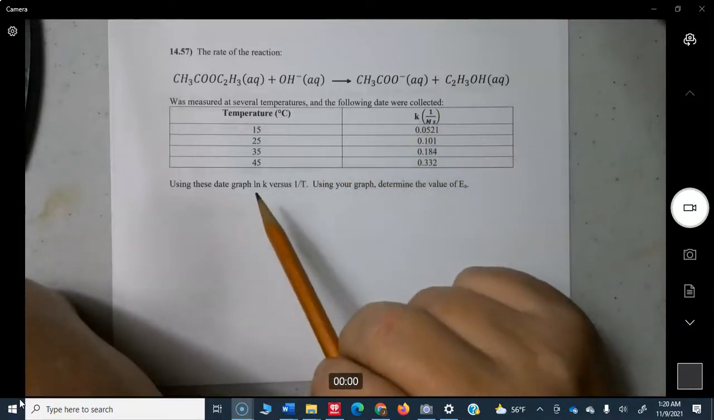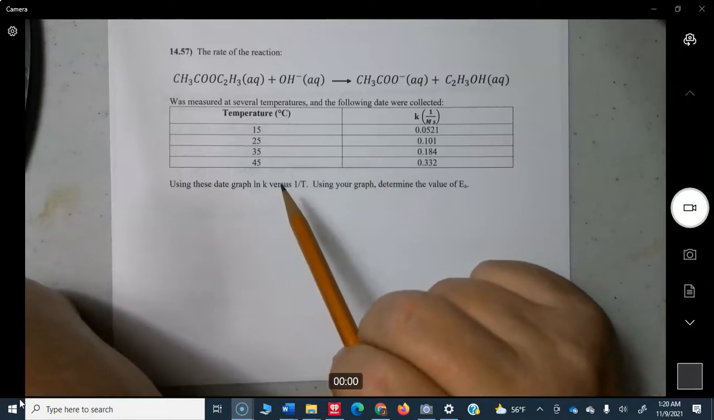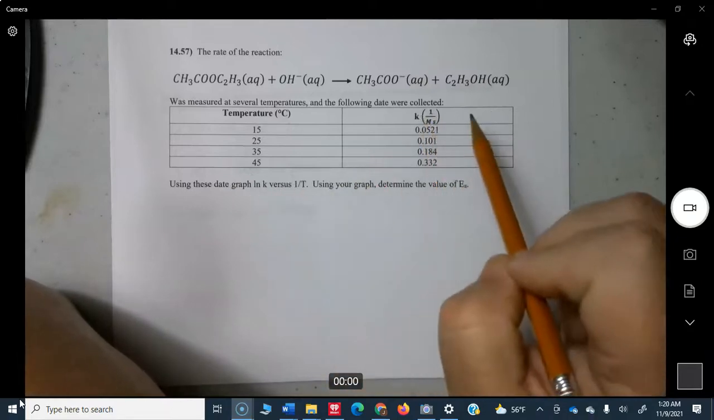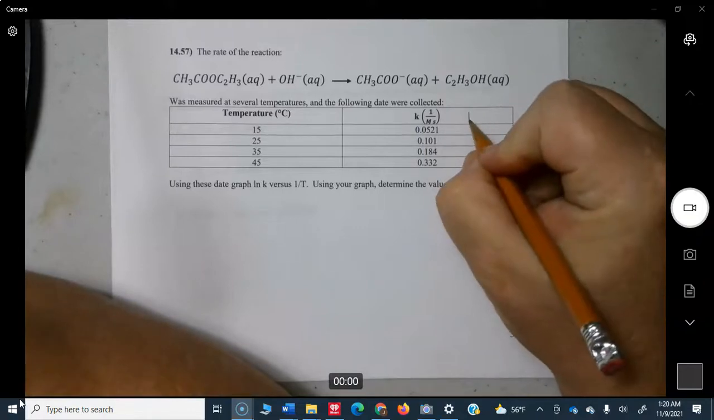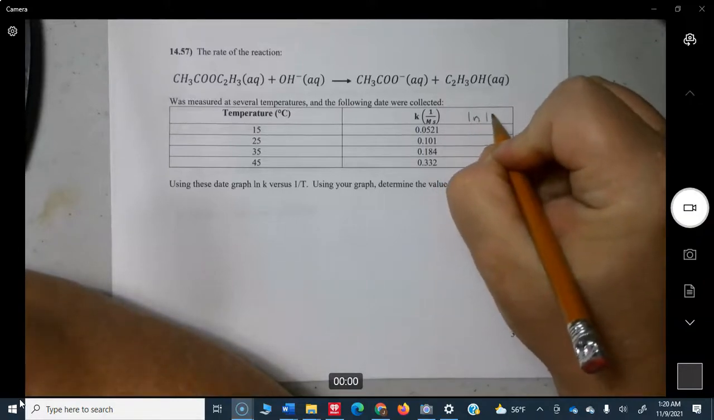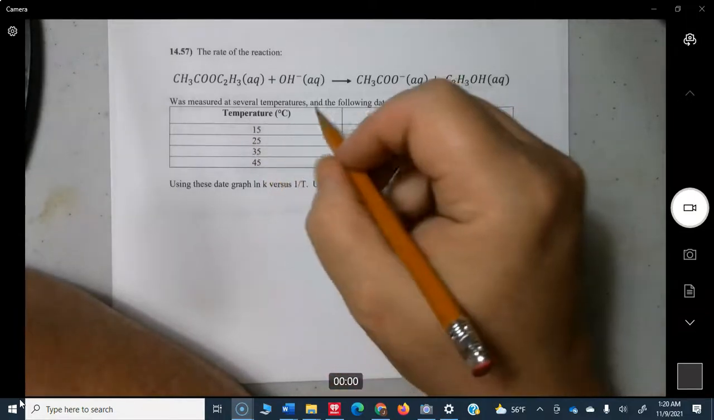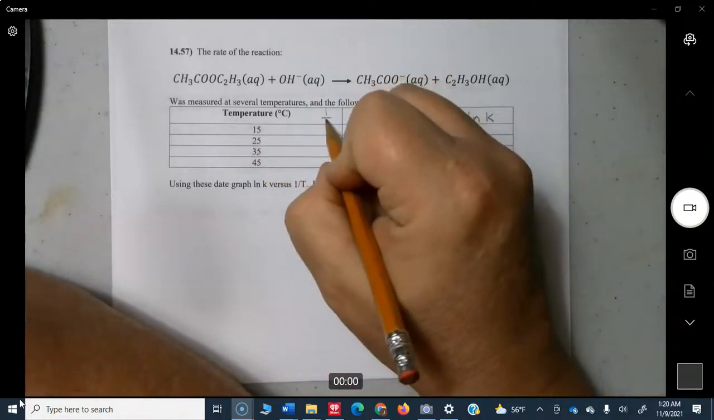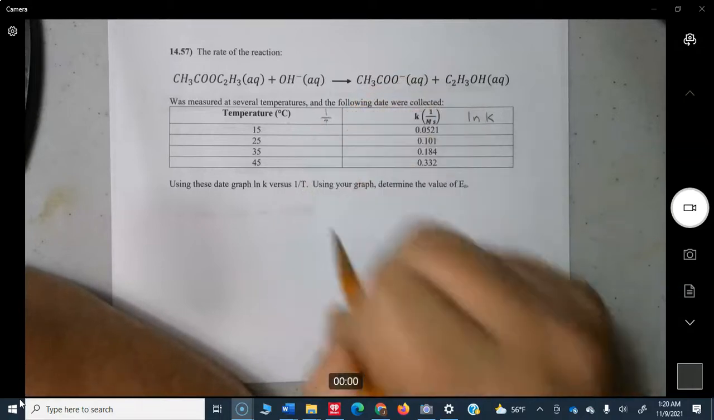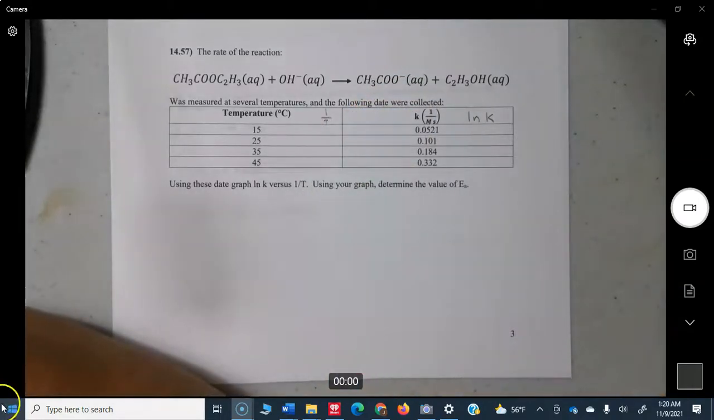And then it says use these data to graph natural log of k. So we have k, so we're going to calculate natural log of k. That's one thing we're going to do in this problem. Versus 1 over T. So we have T here, so we're going to calculate 1 over T. Okay, so what formula do we use? Well, I'm going to click on over to your lecture video.